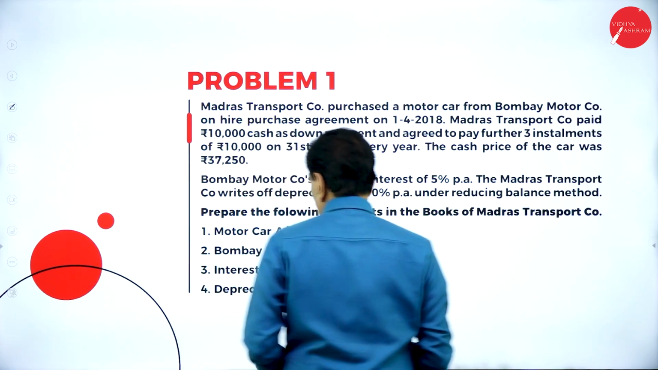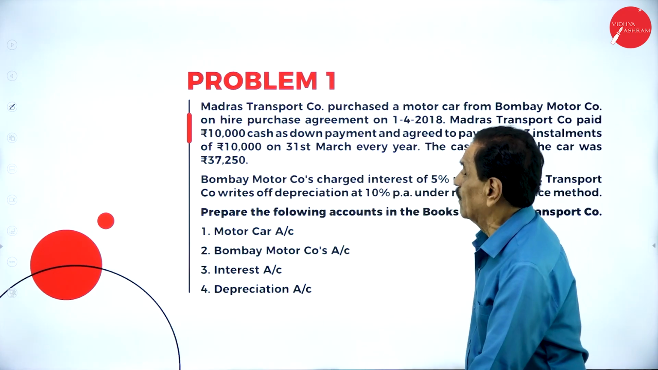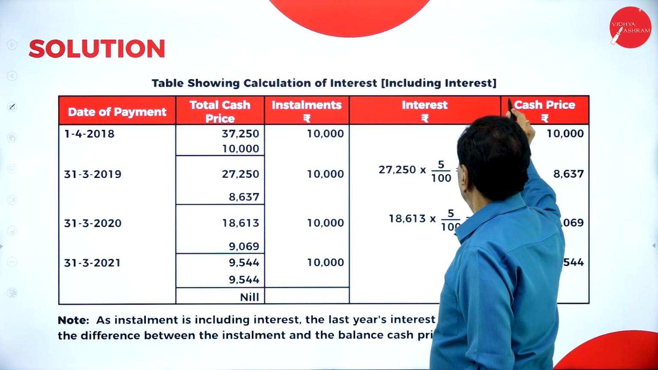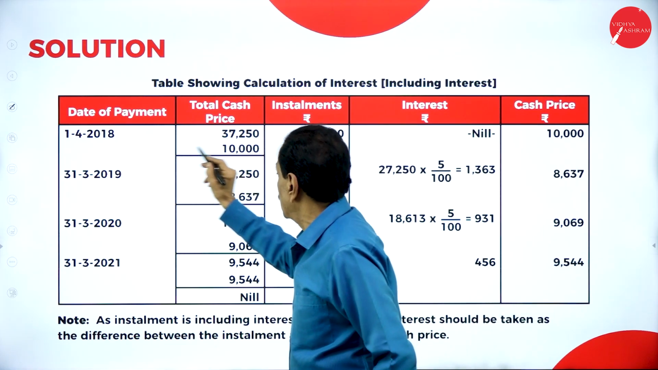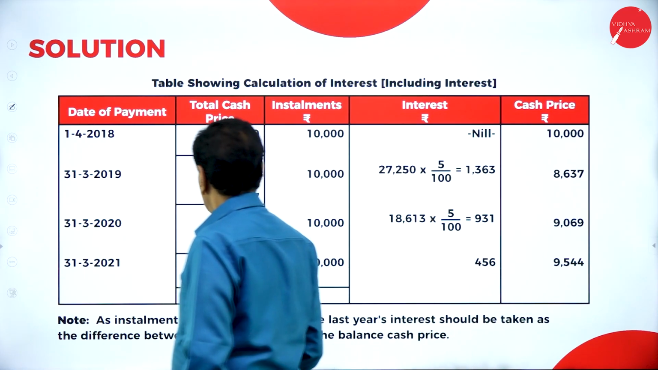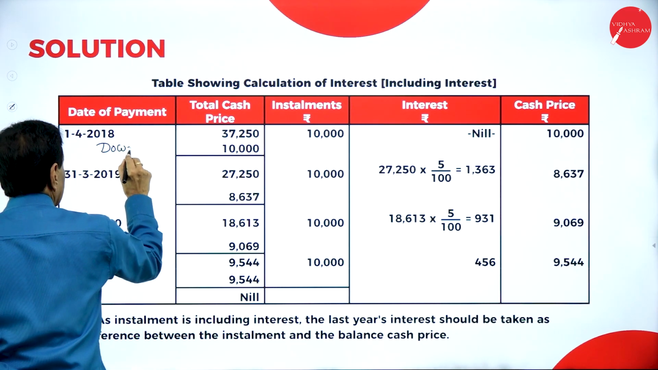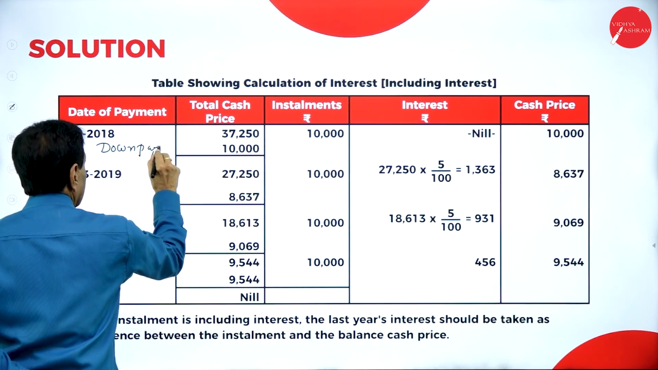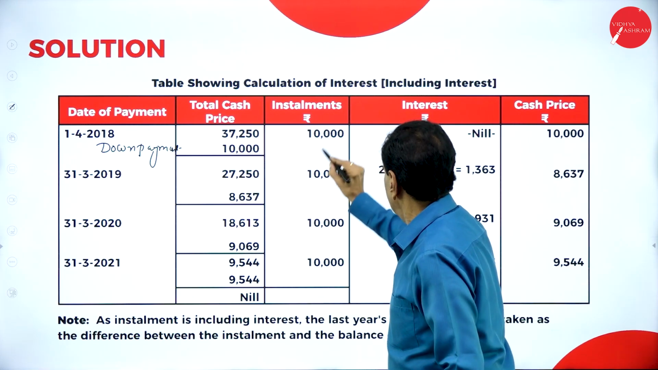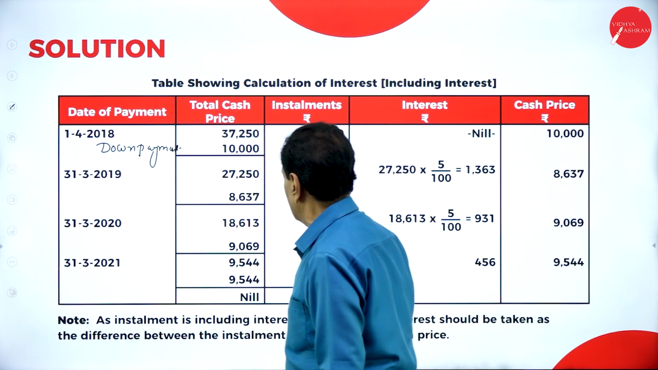One is the motor car account, one is Bombay Motor Company, next the interest account, next the depreciation account. We'll move on. Table showing the calculation of interest included in the installments. What's the cost price? 37,250. How much down payment? Down payment 10,000. No interest is there. Then you bring out the balance, 27,250.